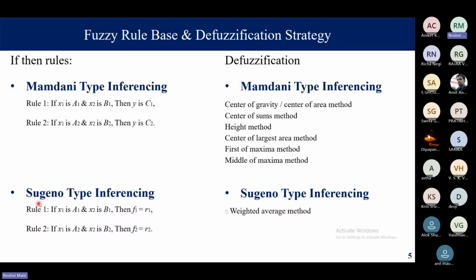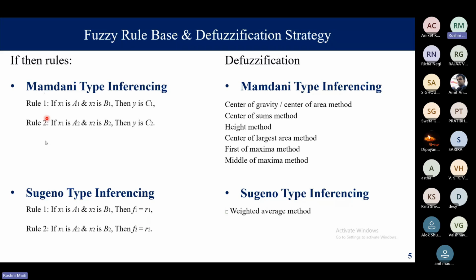Rather, if we compare this with Sugeno type inferencing, we can see that if x1 is a1 and x2 is b1, then f1 will be a function of r1. That means this f1 will not be a specific constant value like c1. This will be a function which is dependent upon the inputs whatever we are giving.